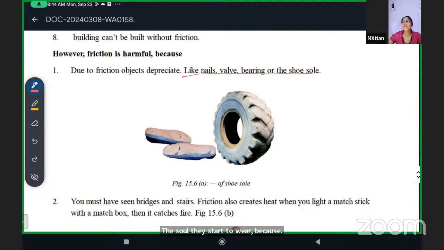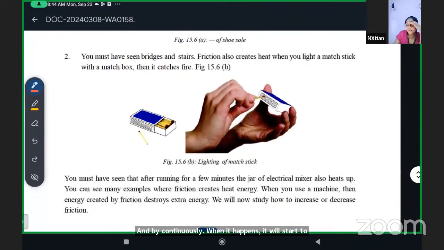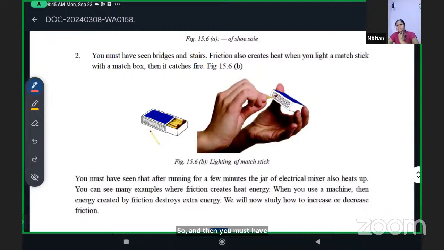When we walk, the friction is between our feet and the surface of the land. The sole of the shoe is coming in contact with that, and when it happens continuously, it starts to depreciate, right? And then you must have seen bridges and stairs. Friction also creates heat. When you light a matchstick with a matchbox, then it catches fire.